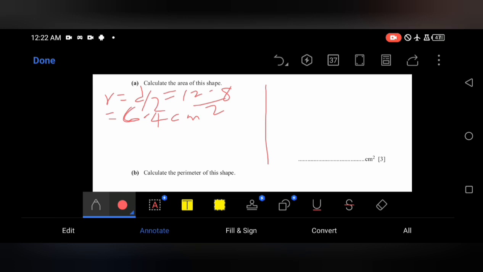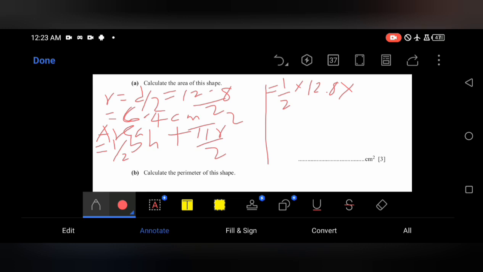So the area of the shape equals half base times height plus the area of the semicircle, and that is pi r squared divided by 2. Now the next thing for us to do is to substitute the values. This is going to equal half times, what is the base? The base is 12.8, then times the height. The height of the triangle is also 12.8.